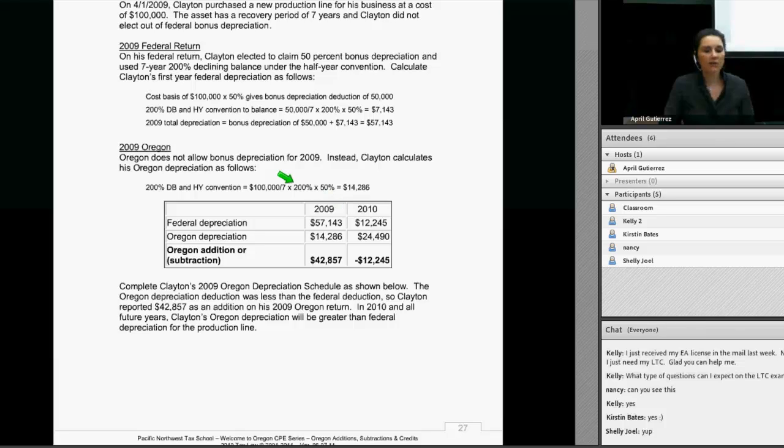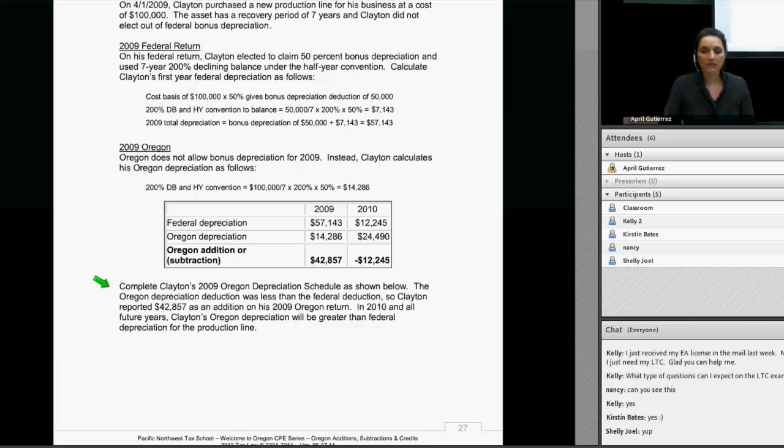So how is this asset going to look? Well, for 2009, we have an Oregon addition of $42,857. And then for 2010, we're actually going to have a subtraction of $12,000. But it's a little more complicated than that, because when we get to 2010, Clayton is going to put more assets in service and kind of complicate the equation a little. Complete Clayton's 2009 Oregon depreciation schedule as shown below.